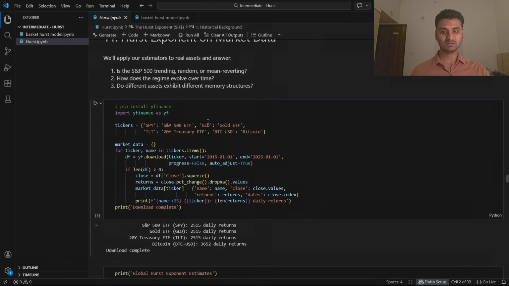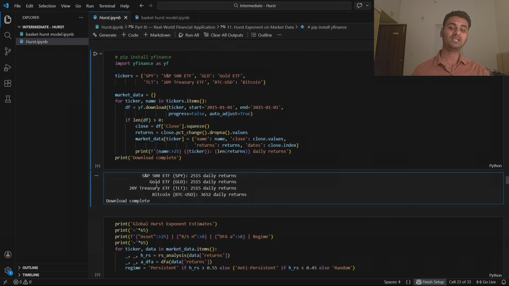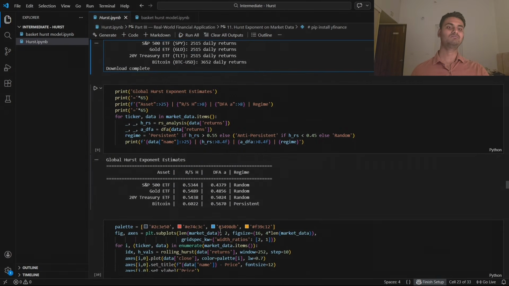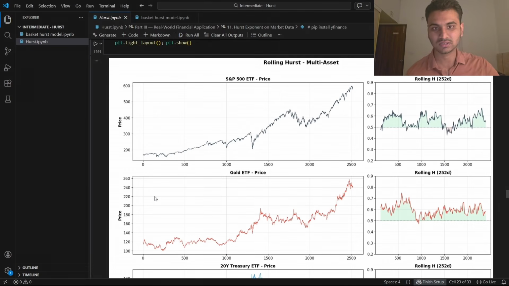So for this, as you can see in the output, we have downloaded the S&P 500 ETF, that is SPY, GLD for the gold ETF, and the 20-year Treasury ETF, plus Bitcoin. So the global estimates are done, the regime is detected, and then comes the brilliant plotting part. I just love visualizations and plots.